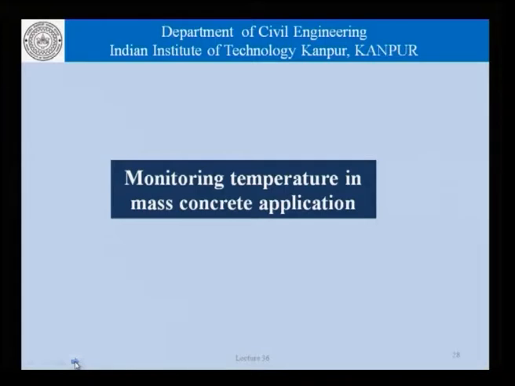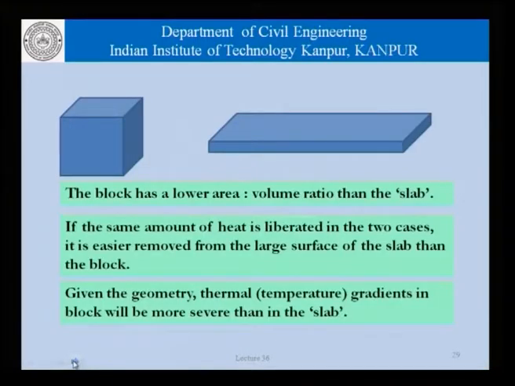In another application, we had talked about mass concrete and monitoring the temperature in the mass concrete. Here also, let me recall that if we compare the block and the slab, the surface area of the slab is much more, and therefore the dissipation of heat takes place more easily in a slab than in a block. As a result, if the same amount of heat is liberated in the two pours, one in a block and another in a slab, it is more easily dissipated from a slab than a block.